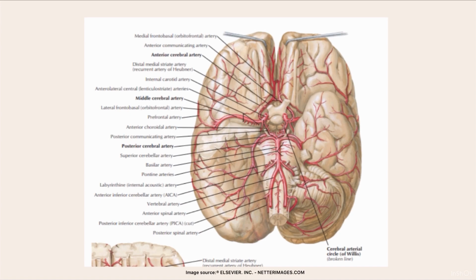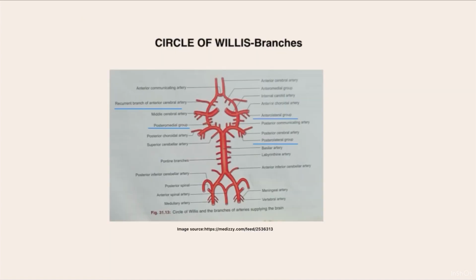So to locate the Circle of Willis, we need to first see the optic chiasma, and surrounding that will be our Circle of Willis. Anteriorly formed by the anterior cerebral artery and the anterior communicating artery, posteriorly by the posterior cerebral artery, and on both sides we have the posterior communicating arteries. Let's see the branches. It has two kinds of branches. It has the central branches as well as the cortical branches.